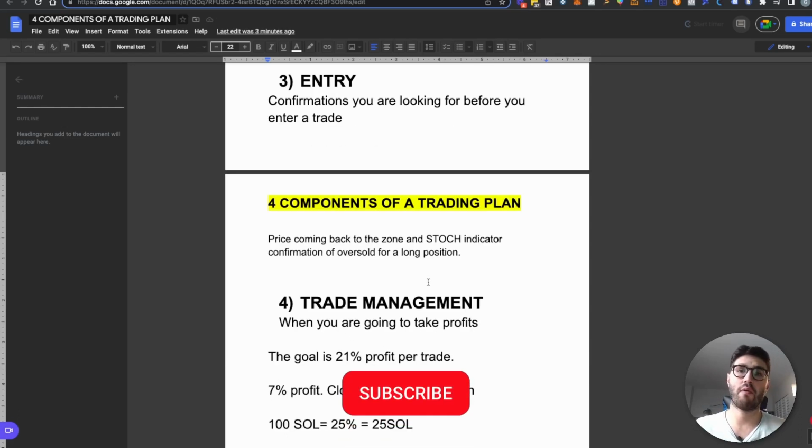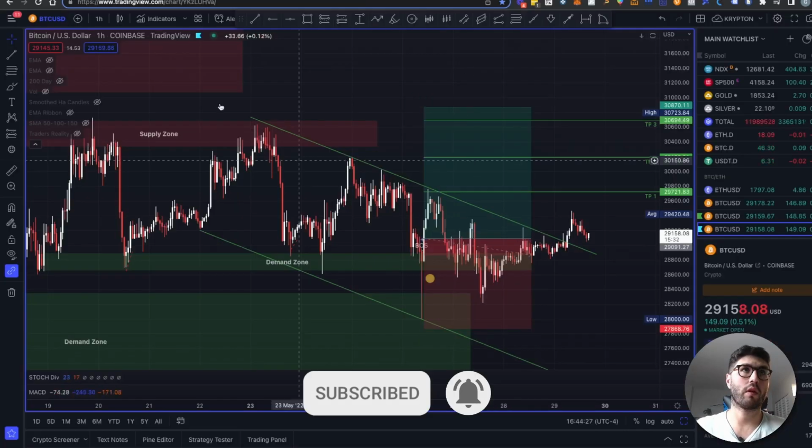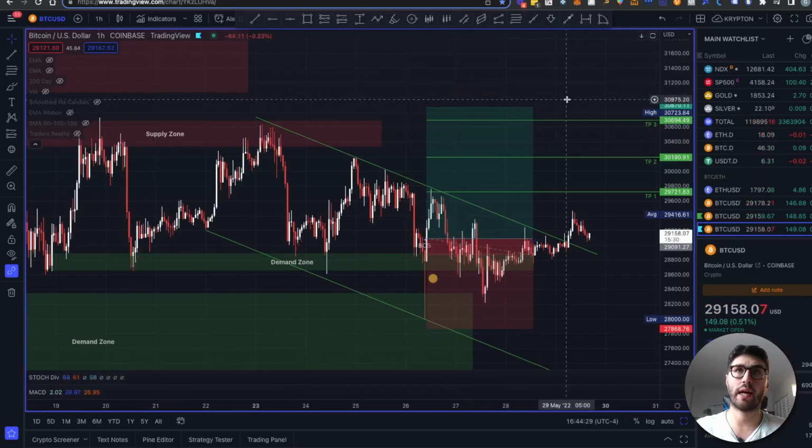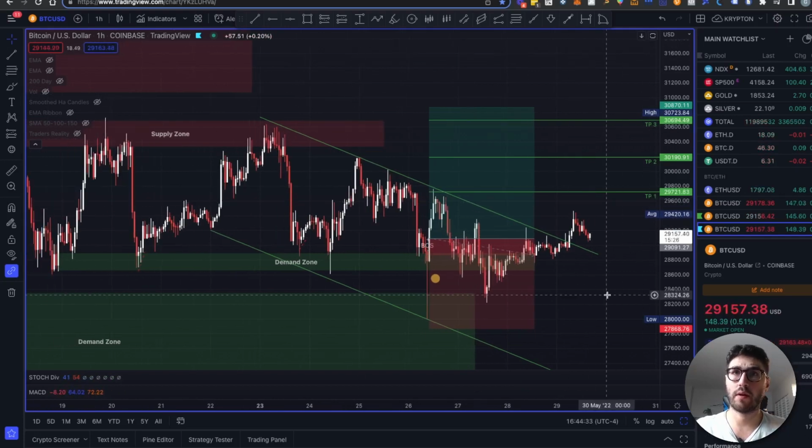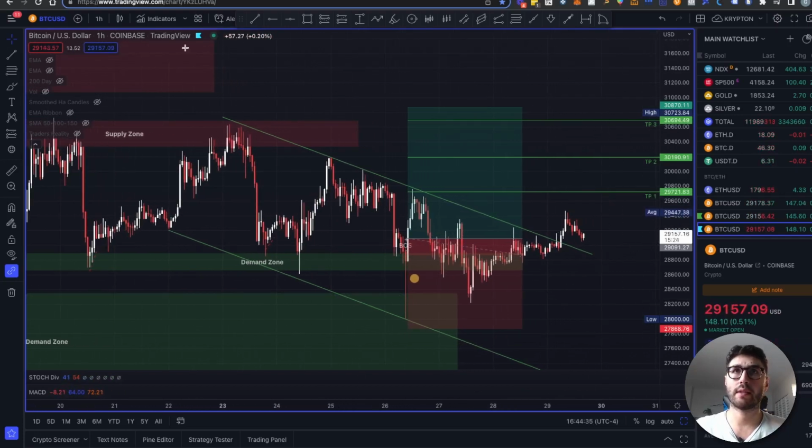So let me show you how you can apply a trading plan in TradingView. If you don't have TradingView, I would highly recommend downloading the software, even if you are downloading the free version. But let's make this example right here. Here we have the Bitcoin chart.